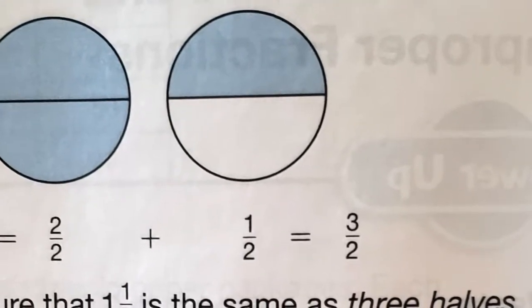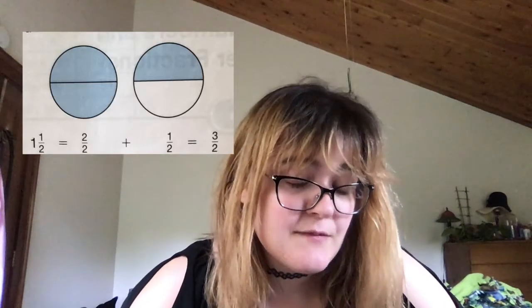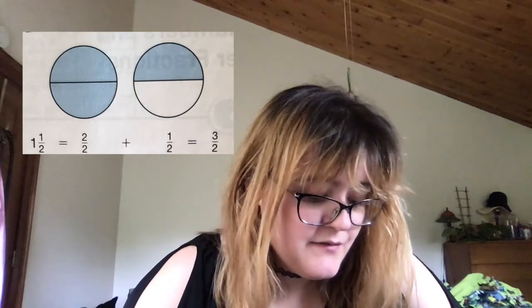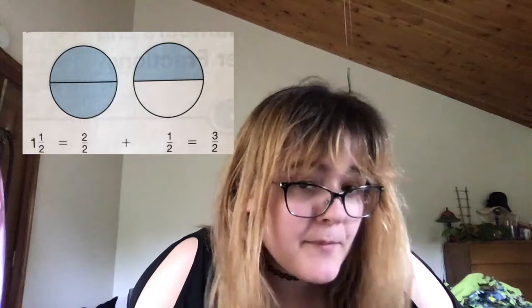To write that as an improper fraction, though, we would say that we ate 3 halves of pizza, because we ate the full 2 out of 2 pieces. We ate that whole thing, and then we ate half of what was left over. So if you add those 2 fractions together and make it an improper fraction, it's written as 3 halves rather than 1.5. So in this lesson, what I'm going to be teaching you is how to change your improper fractions into mixed numbers and vice versa.